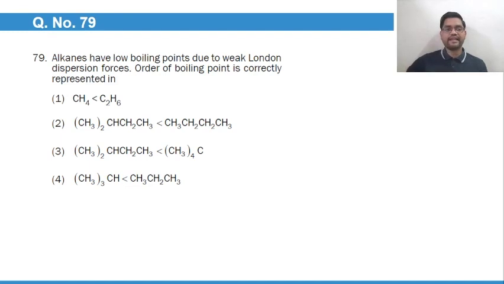79. Alkanes have low boiling point due to weak London dispersion forces. The order of boiling point is correctly represented. Alkanes have low boiling point, that is true, due to weak London forces, and we know that London forces increase with the increase in molecular mass. So in the first case itself, there is an increase in molecular mass, so this will be the correct order. And as branching keeps on increasing, the boiling point keeps on decreasing. So order of boiling point is correctly represented in option number 1.